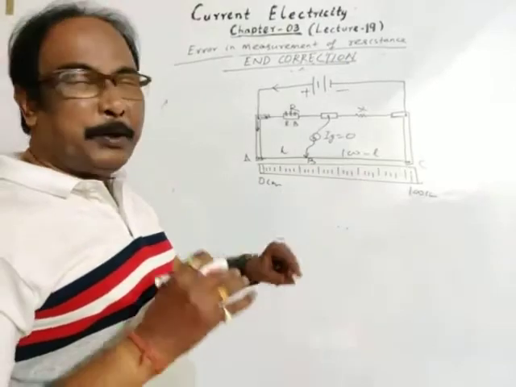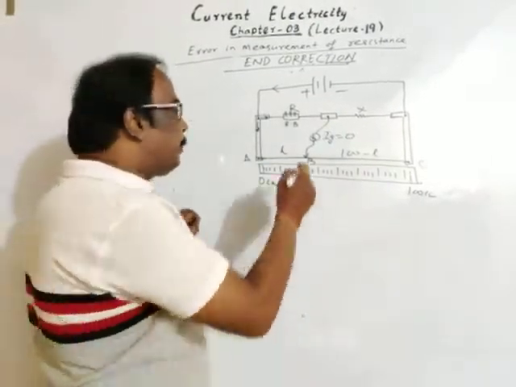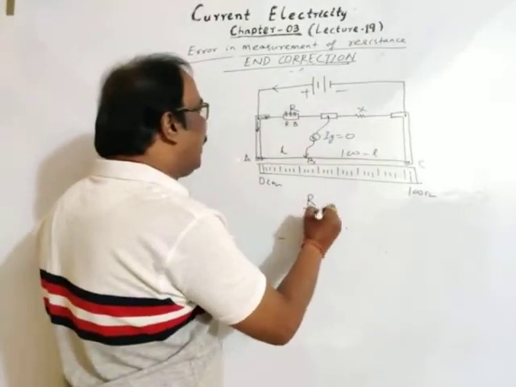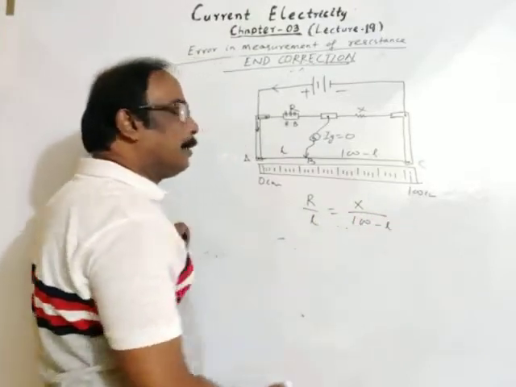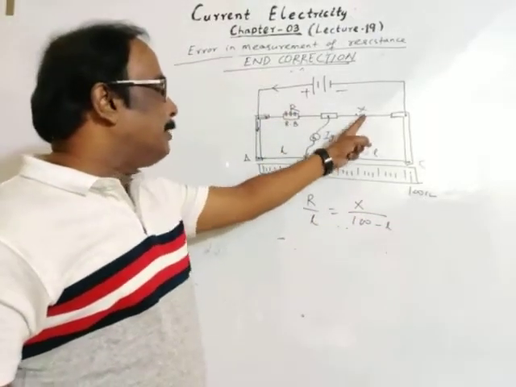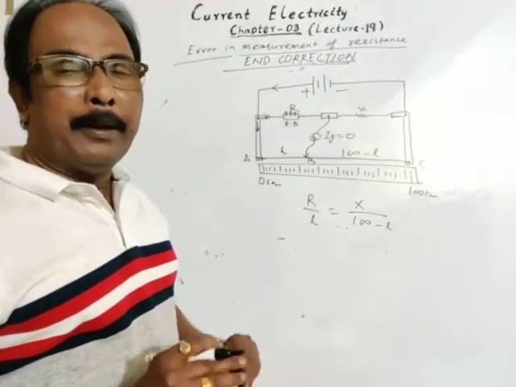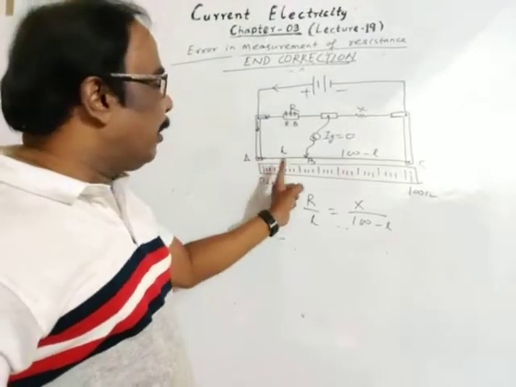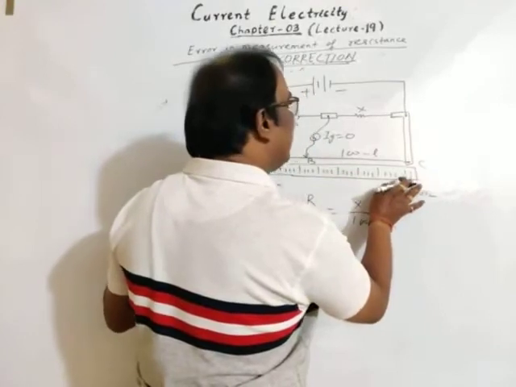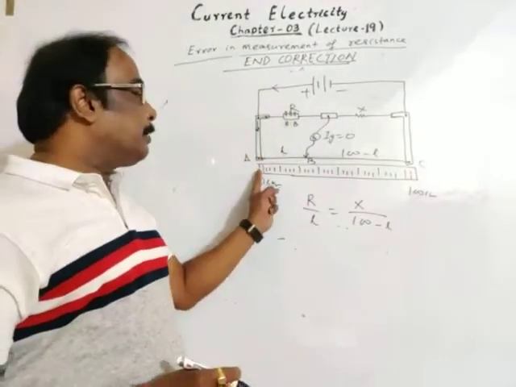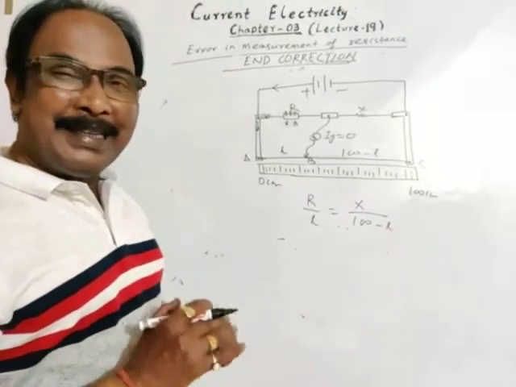Then what do we do to calculate the unknown resistance? Simple, by using the principle of Wheatstone bridge. R divided by L is equal to X divided by 100 minus L. First we have discussed the error due to measurement in using the measuring scale. We have considered that.